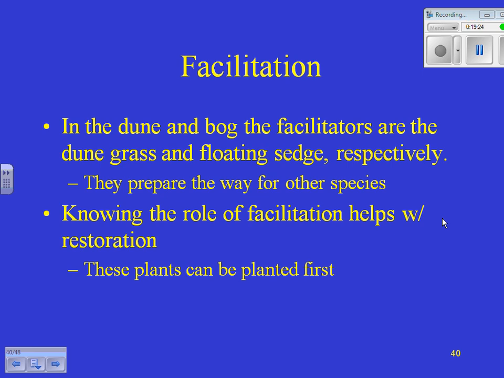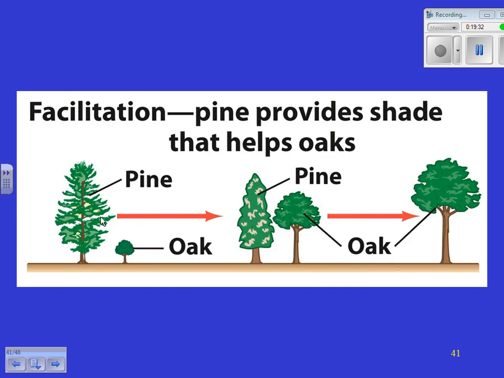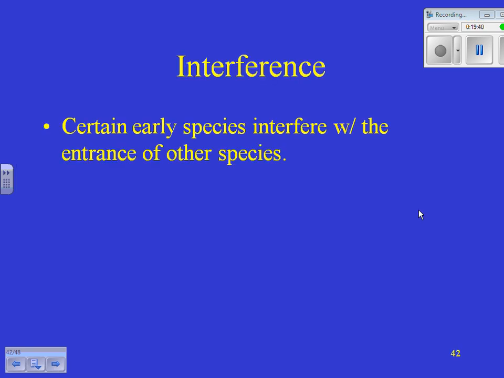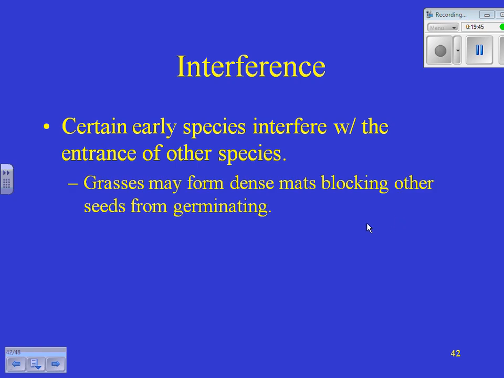Let's move along to facilitation. So knowing the role of facilitation helps with restoration. These plants, again, can be planted first and help facilitate some of the later stages of succession, those organisms. Again, facilitation. Pine, oak. Pine provides shade to help oak trees grow and develop.